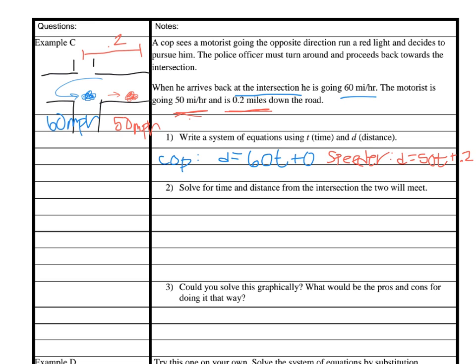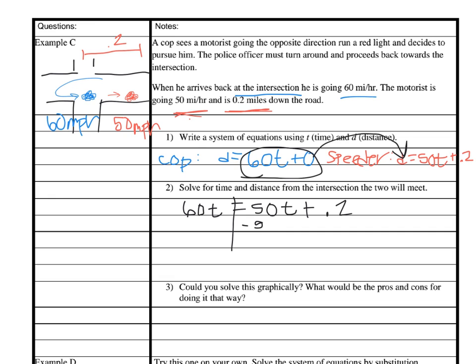So now we're going to use substitution to solve for the distance and the time, which will be the intersection when the two meet. So we have the distance equals 60t plus 0. I'm going to take that and plug it in where the d is in the other equation. So then I get 60t plus 0. I'm just going to drop that part because it's plus nothing, so I don't need to write it, equals 50t plus 0.2. So now we go ahead and solve.